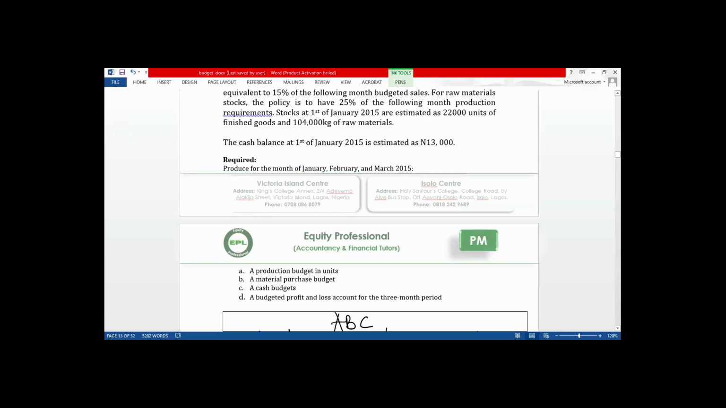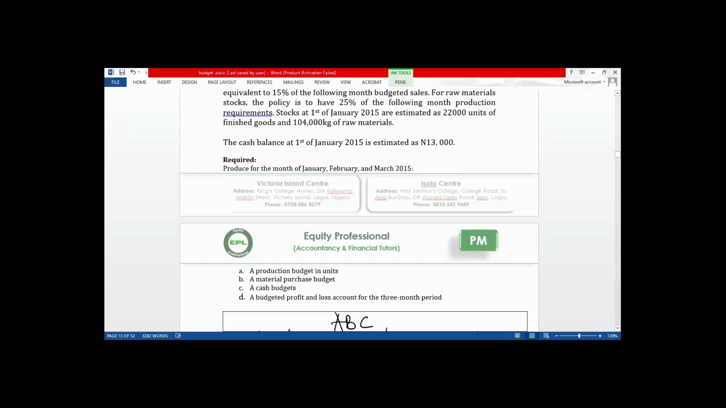Now look at your question. Stock at 1st January 2015 is estimated at 22,000 units. That means at the beginning of January, our opening stock in units is 22,000 units. We are still going to value it. Don't worry.